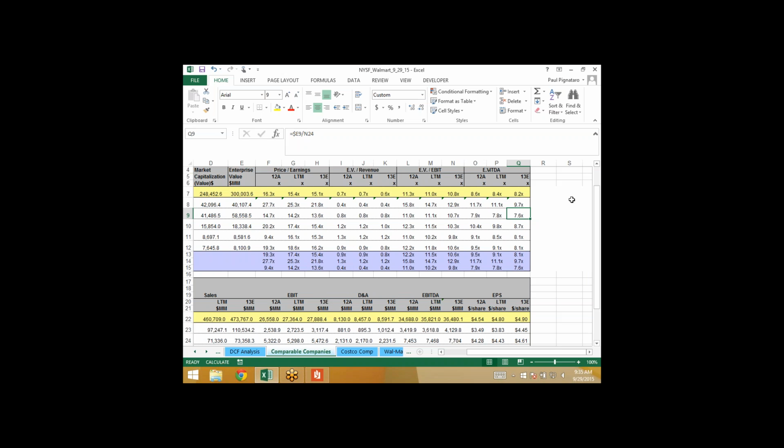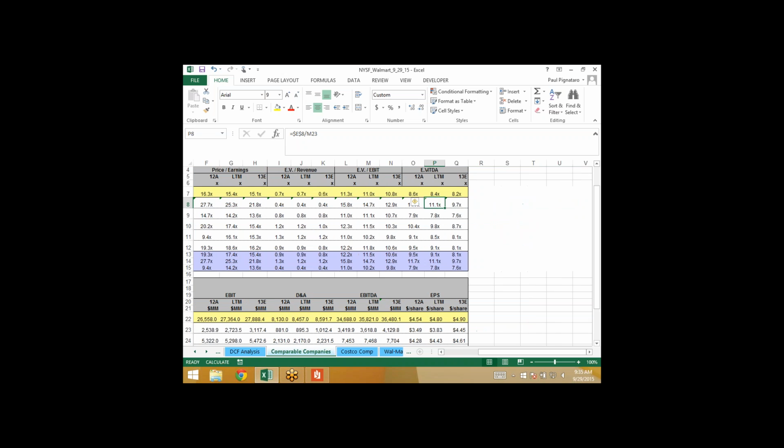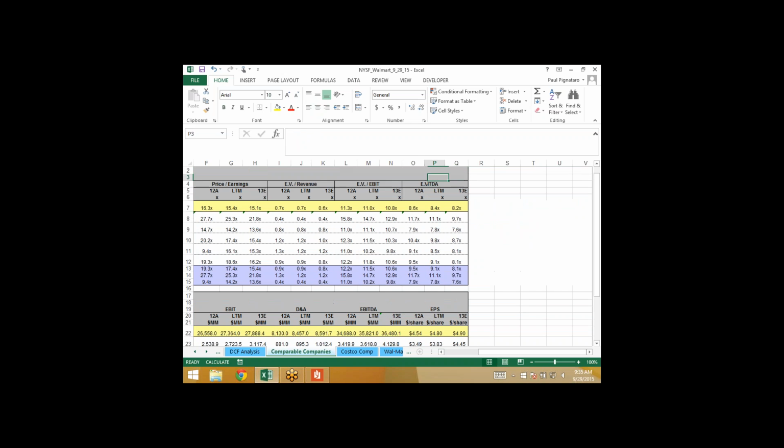And more often we'll look at EBITDA. Now, when you look at Walmart in relation to this, would you say Walmart is overvalued, undervalued? How would you determine that? What is that?